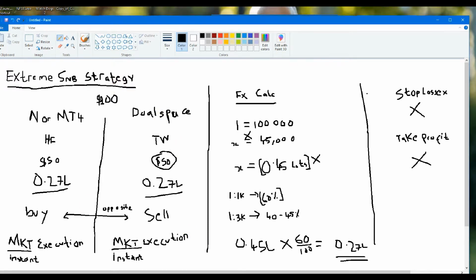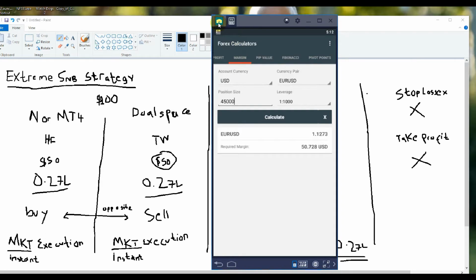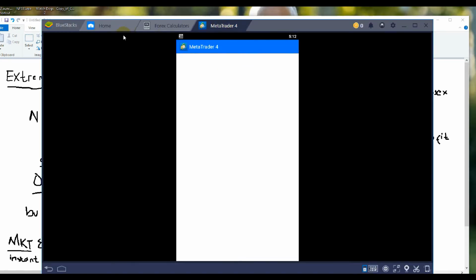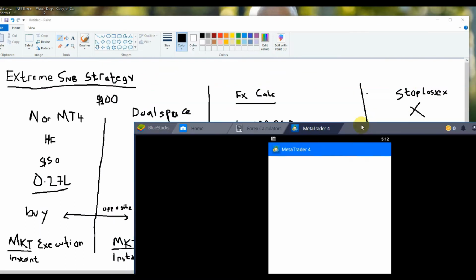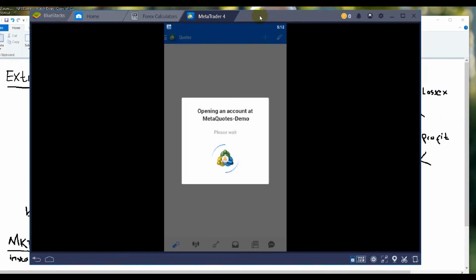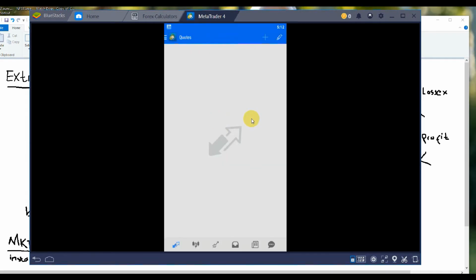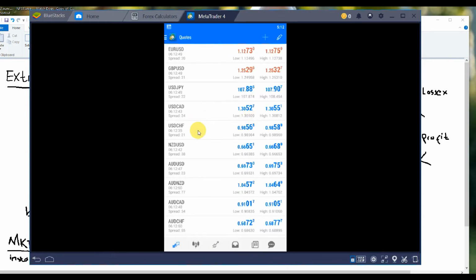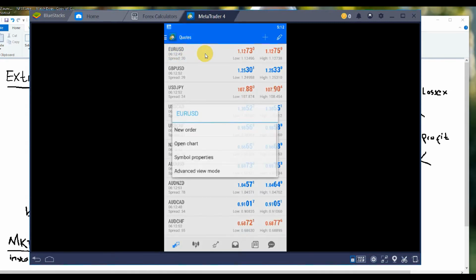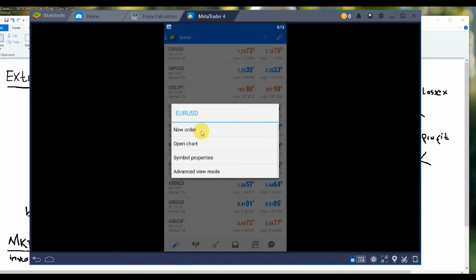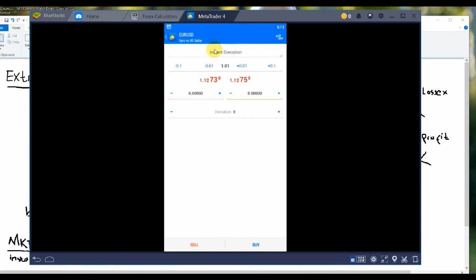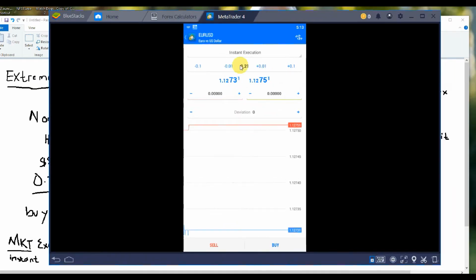Okay, so now we're going to go to our MetaTrader 4. So we're going to open MetaTrader 4, our normal one, and we're going to open the one in Geospace. Then we're going to keep them side by side, so that in one account we sell, in the other one we buy, and it's easy for us to switch between the applications when placing and closing trades. Okay, so like I said, we're going to assume we're trading Euro USD. So we're going to click on Euro USD, then new order. Okay, so instant execution, that's what we're going to be using. Then we're going to enter our lot size of 0.27.